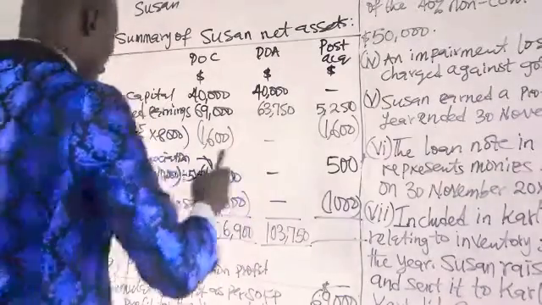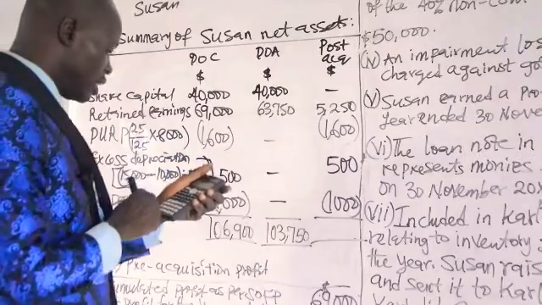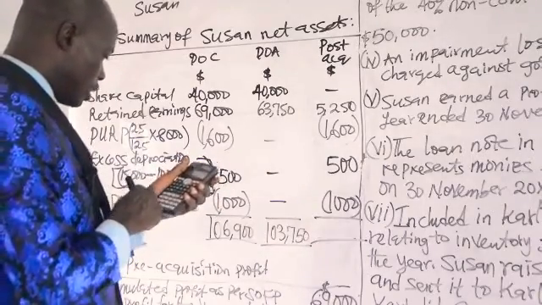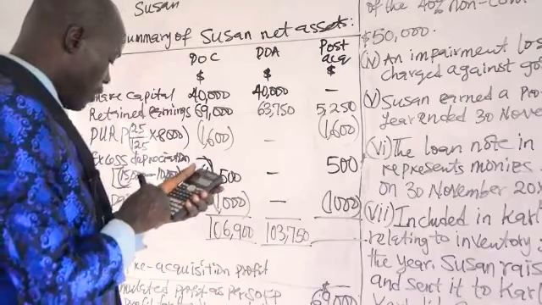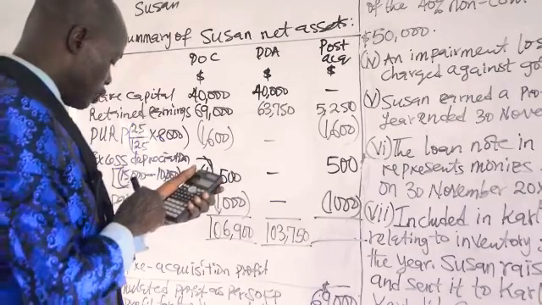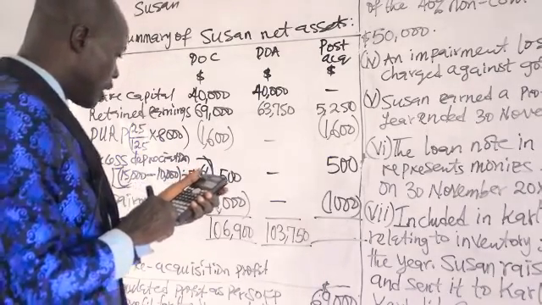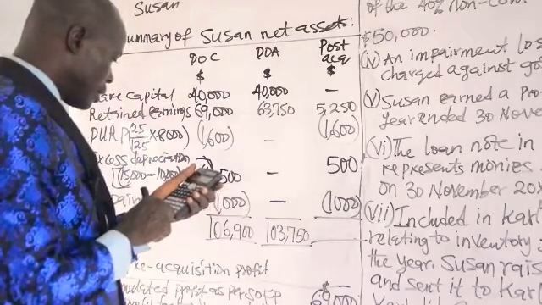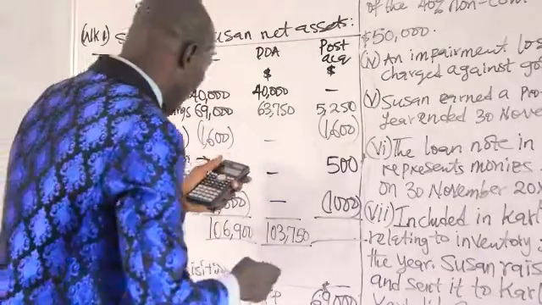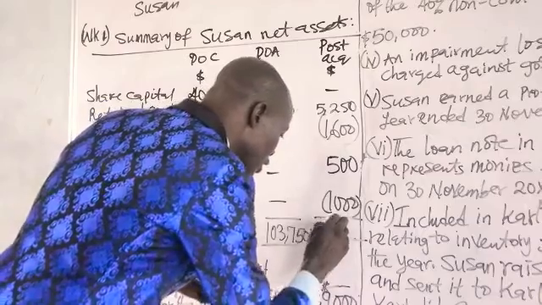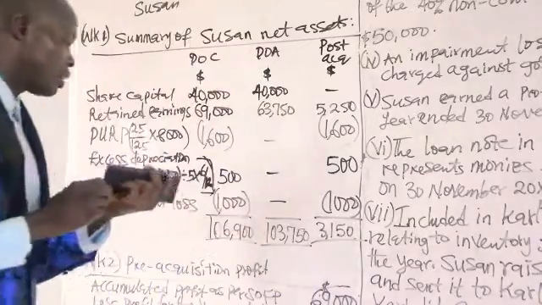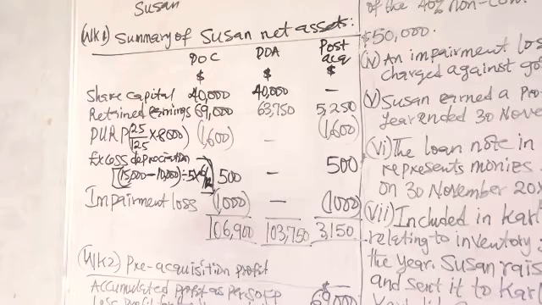The next one. So we have 5,250 minus 1,600 plus 500 minus 1,000. The adjusted post-acquisition profit of Suzanne will be 3,150. So that is the summary of Suzanne's net assets, the summary of the subsidiary net assets.